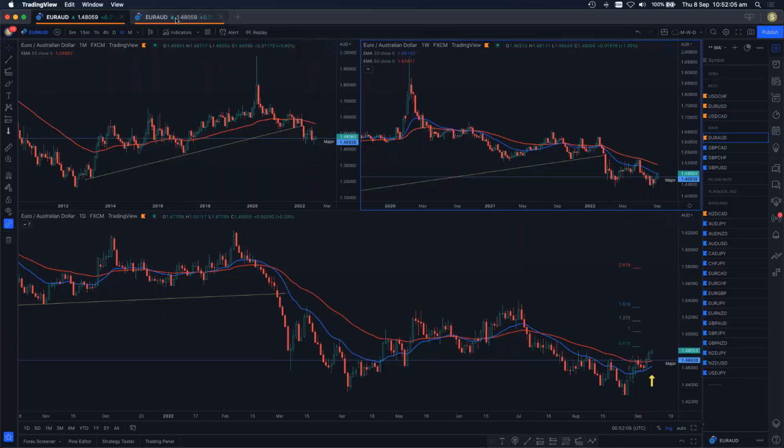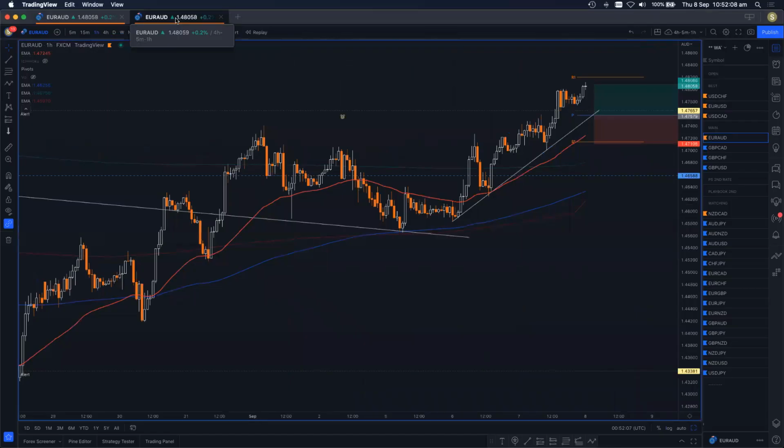So that's the daily. Let's go to the hourly chart. As you can see, it's been on a bit of a tear up here. It's broken new highs. This is the previous highs, broken new highs, and it's been bouncing upwards. So we need it to come and pull back.